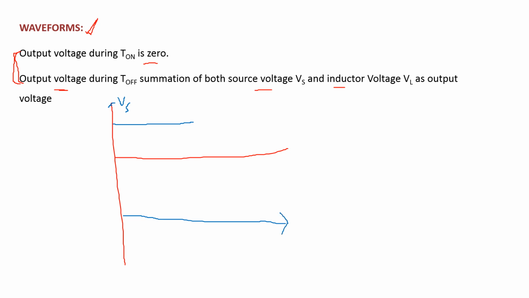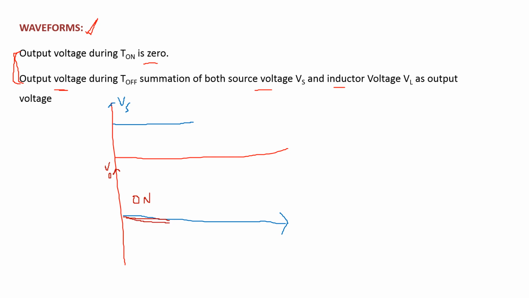During the on state of the chopper, we are going to get the output voltage as 0. Consider this is the on time of the chopper. During the on time of the chopper, the output voltage value is 0. Okay, this is the output voltage during on time.